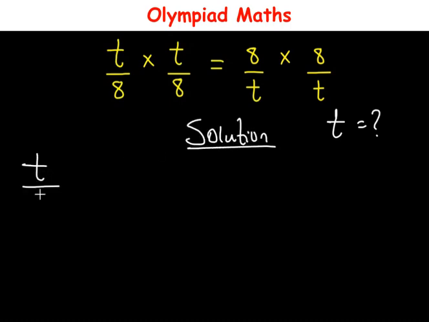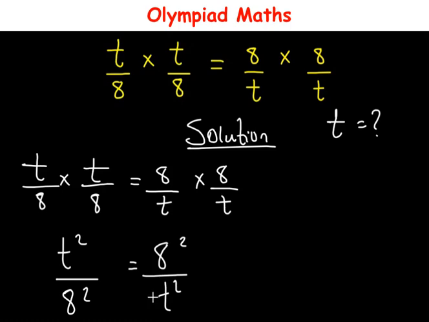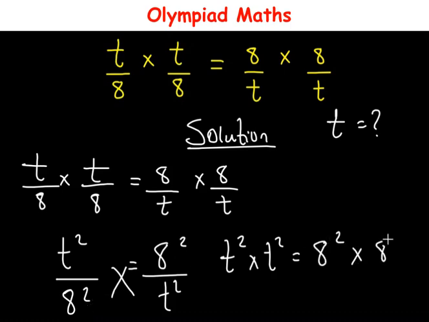So we have t over 8 times t over 8 is equal to 8 over t times 8 over t. The first thing we're going to do is to multiply t times t, which will give us t squared over 8 times 8, which is 8 squared, is equal to 8 times 8, 8 squared, over t times t, which is t squared. So from here, we are simply going to cross multiply such that t squared multiplies t squared. We have t squared times t squared is equal to 8 squared times 8 squared.